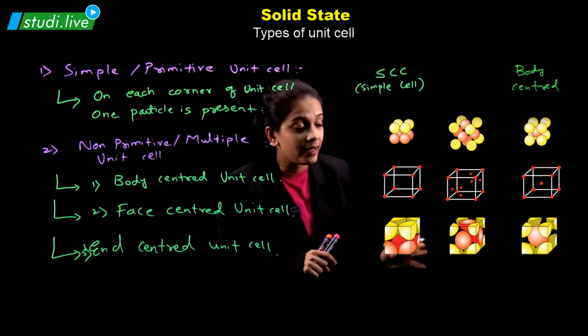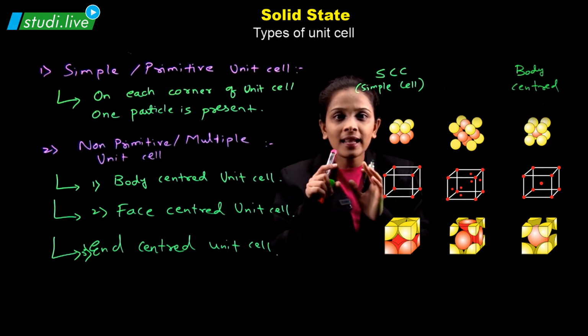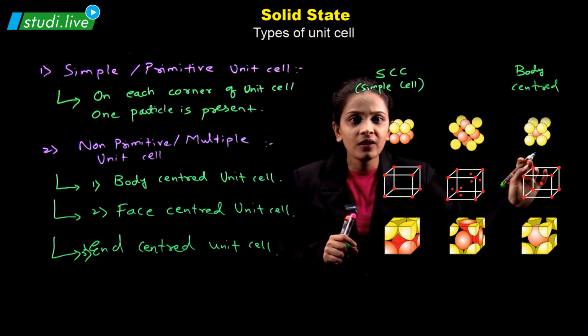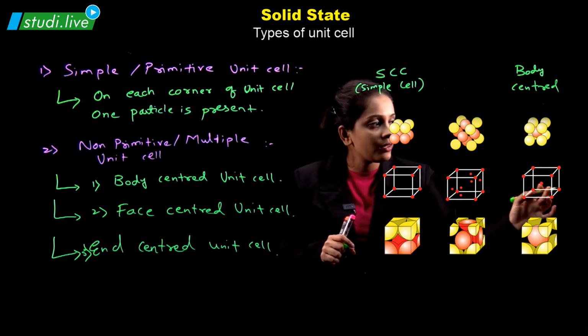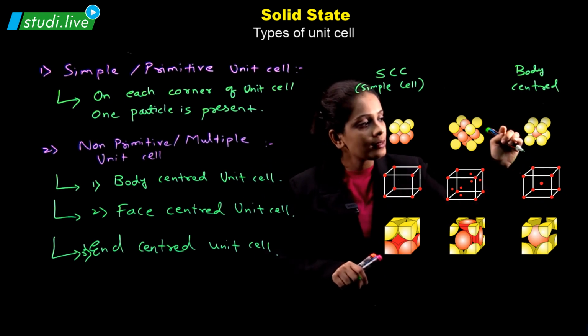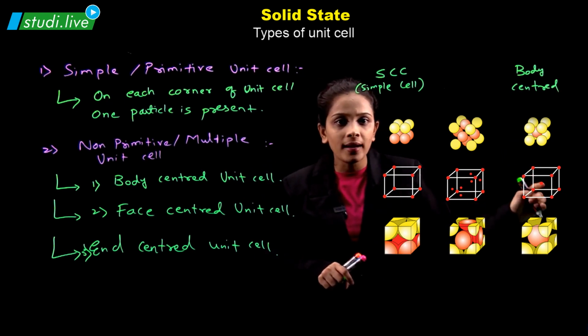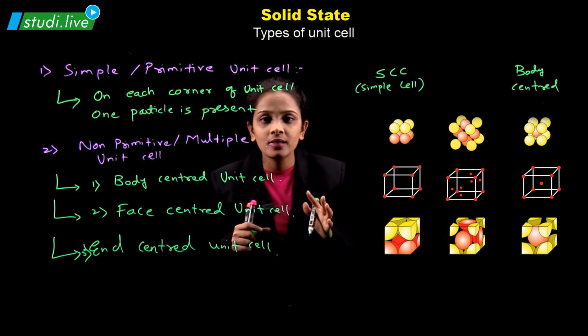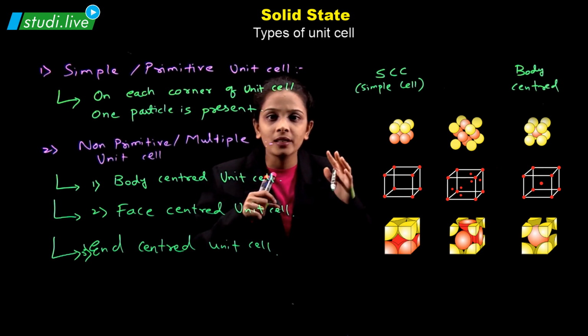So can we say that, just like in the simple unit cell structure, on each and every corner there is a particle present, and apart from that, can you see one center particle over here? That is the simple representation for the body centered unit cell.